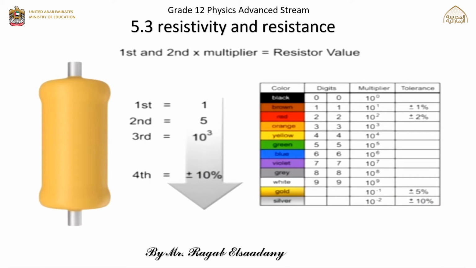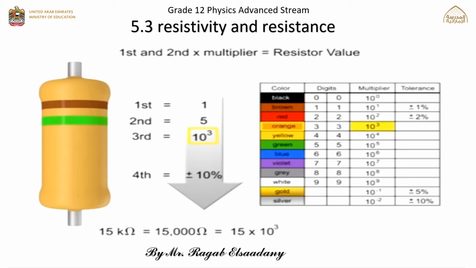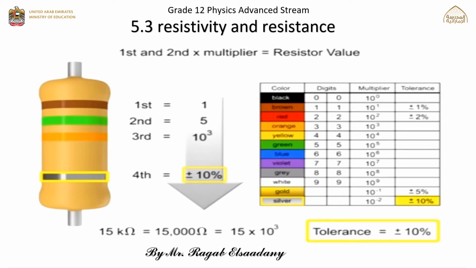Now, let's determine what the bands would be on a 15 kilo ohm resistor. Since the first digit is 1, the first band would need to be brown. The second digit is 5, so the band color would need to be green. The resistor value is 15 kilo ohms, so we need to add 3 zeros to 15. 3 zeros is 1,000, so we need a multiplier of 10 to the power 3. Thus, the third band color would need to be orange, and the last band would need to be silver to indicate that the resistor has a tolerance of plus or minus 10%.